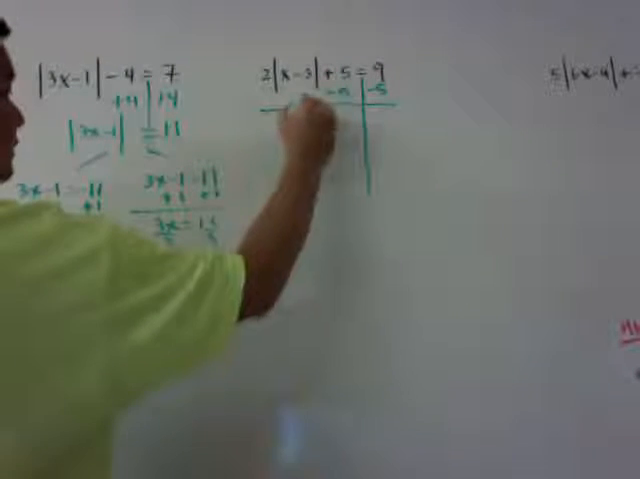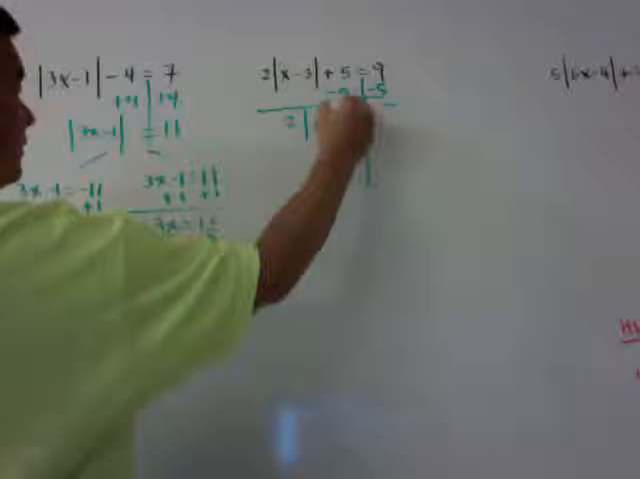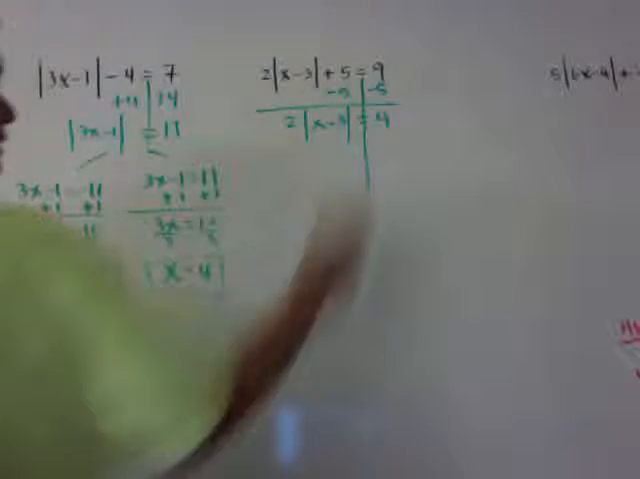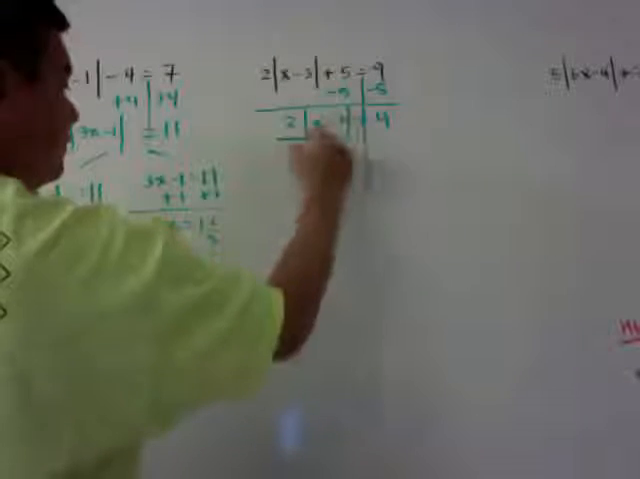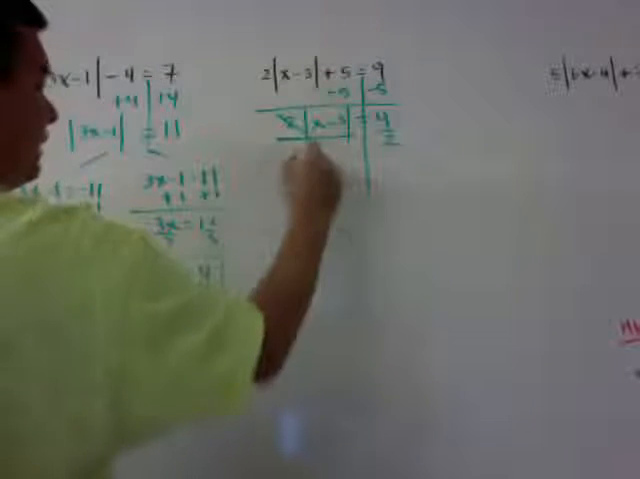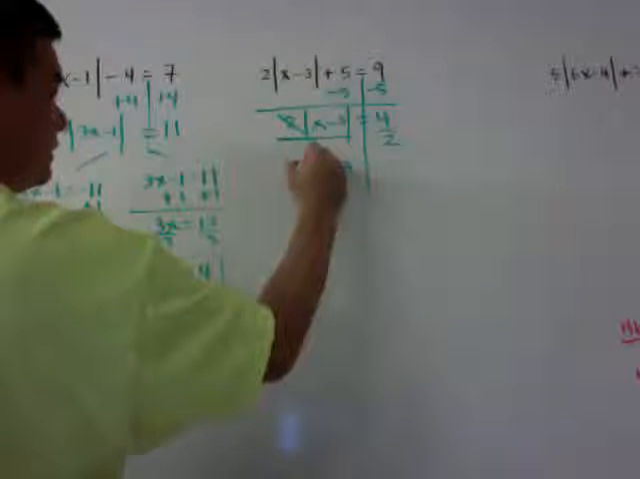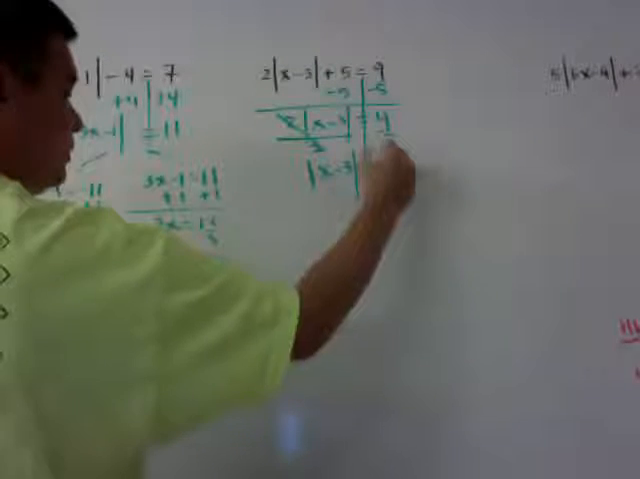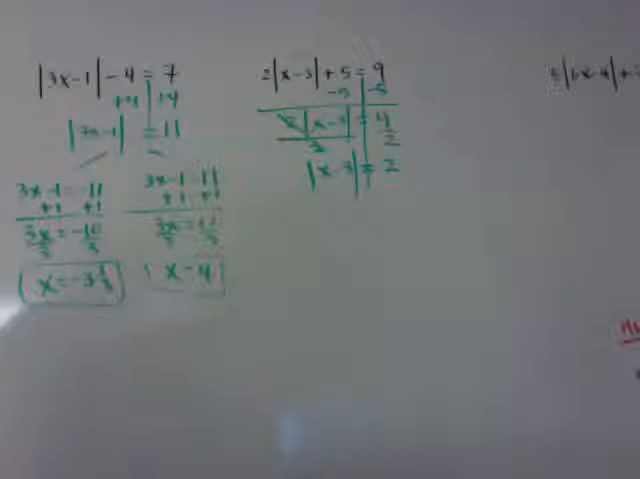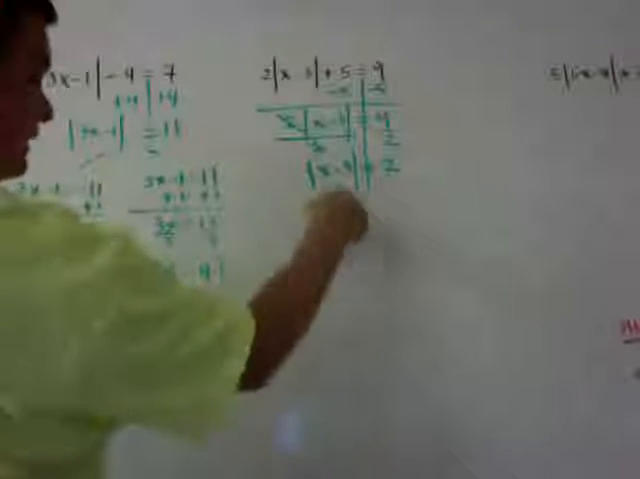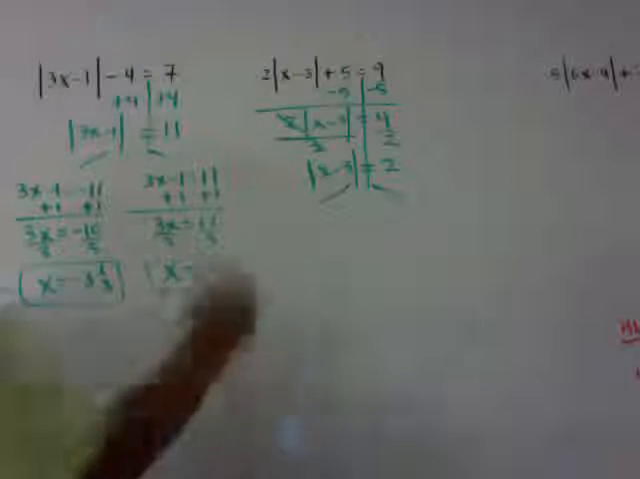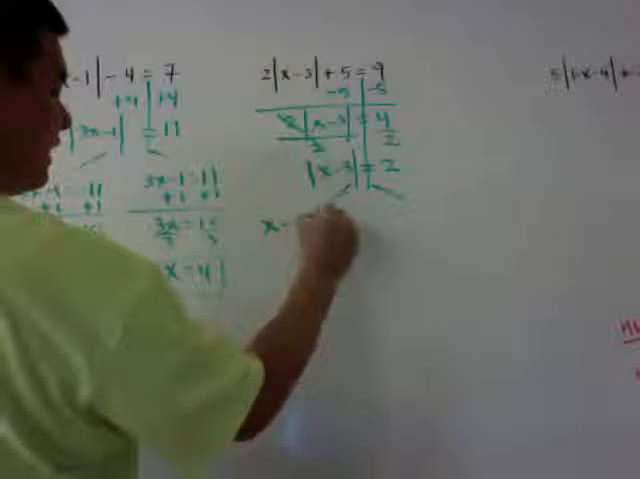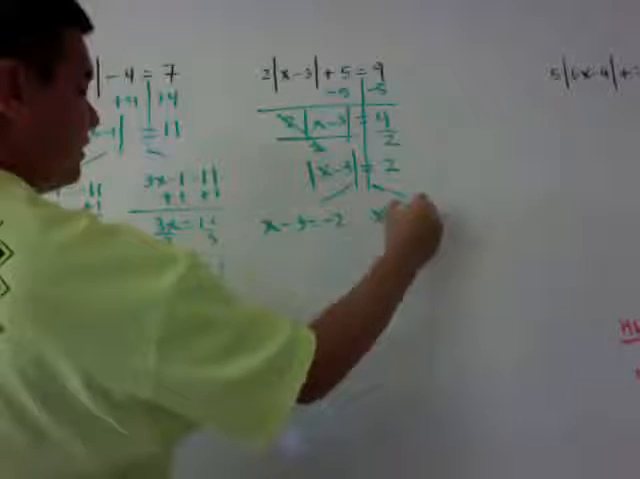And I get 2 times the absolute value of x minus 3 is equal to 4. Now I've got to get rid of this 2, so I'm going to divide both sides by 2. And now I've got the absolute value of x minus 3 is equal to 2. Now that I have the absolute value isolated by itself on the left side of the equal sign, I can split it. So I'm going to get x minus 3 is equal to negative 2, and x minus 3 is equal to positive 2.